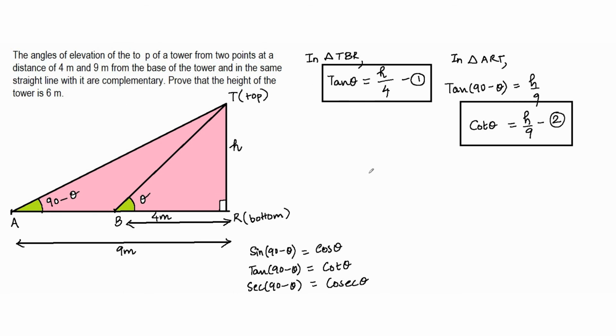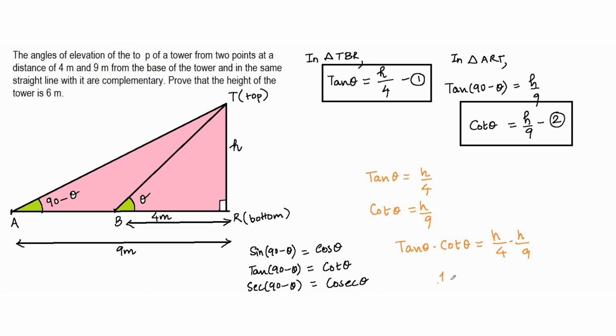So what I'm saying is, I know that tan theta is h upon 4. I also know that cot theta is h upon 9. So if I multiply these two equations, I will get tan theta multiplied by cot theta is equal to h upon 4 multiplied by h upon 9.